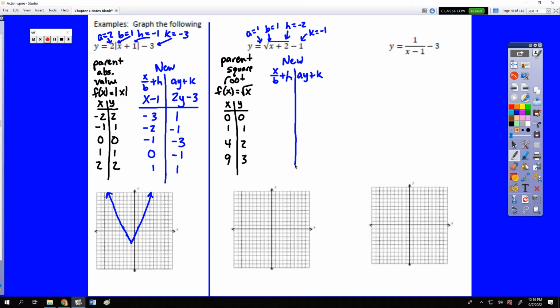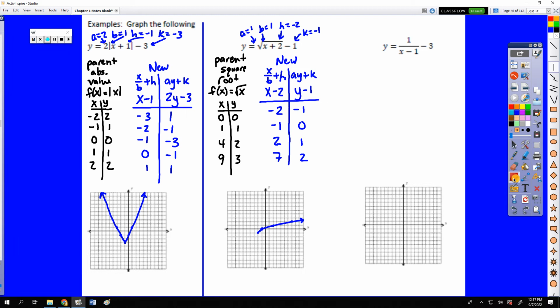So in this case, since b is 1 and h is -2, that would be x minus 2. Since a is 1 and k is -1, that would be y minus 1. So we'd have -2, -1, 2, and 7 in the x column, and -1, 0, 1, and 2 in the y column. Graph those points: (-2, -1), (-1, 0), (2, 1), and (7, 2). And there's that parabola shape we come to expect on its side from the square root function.